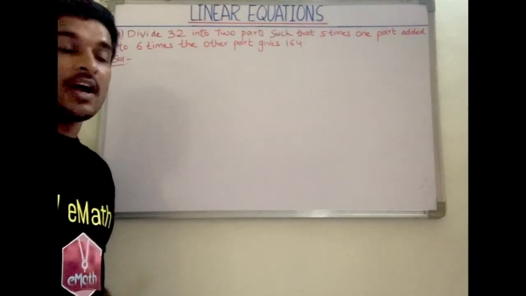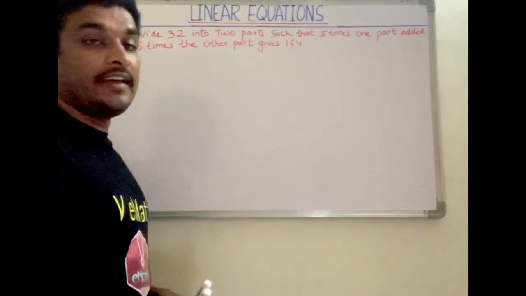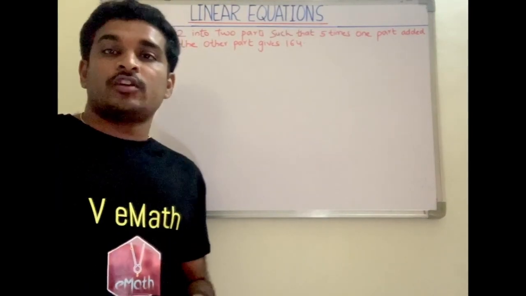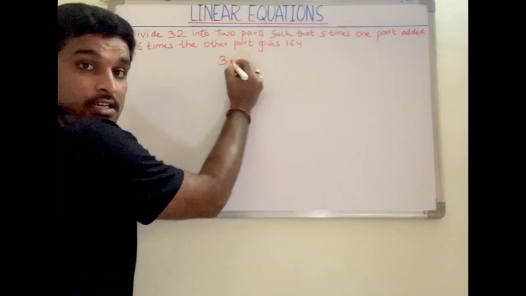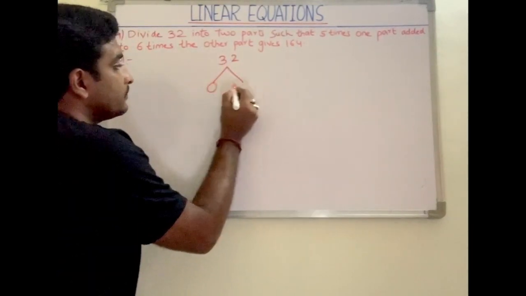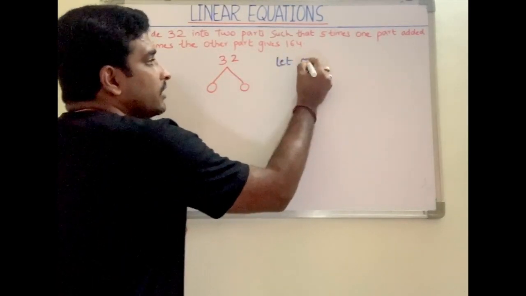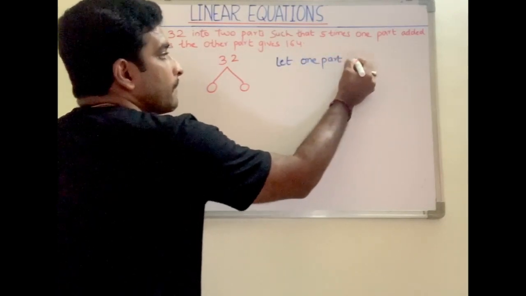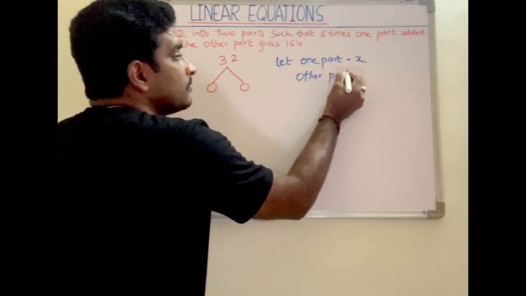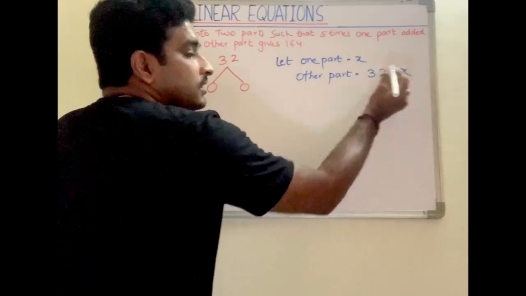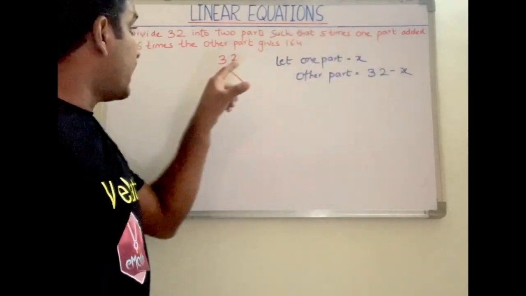Divide 32 into two parts such that 5 times one part added to 6 times the other part gives 164. Now here we don't know what the two numbers will be when we divide 32 into two parts. Let us take one part as x. Then the other part will be obviously 32 minus x.